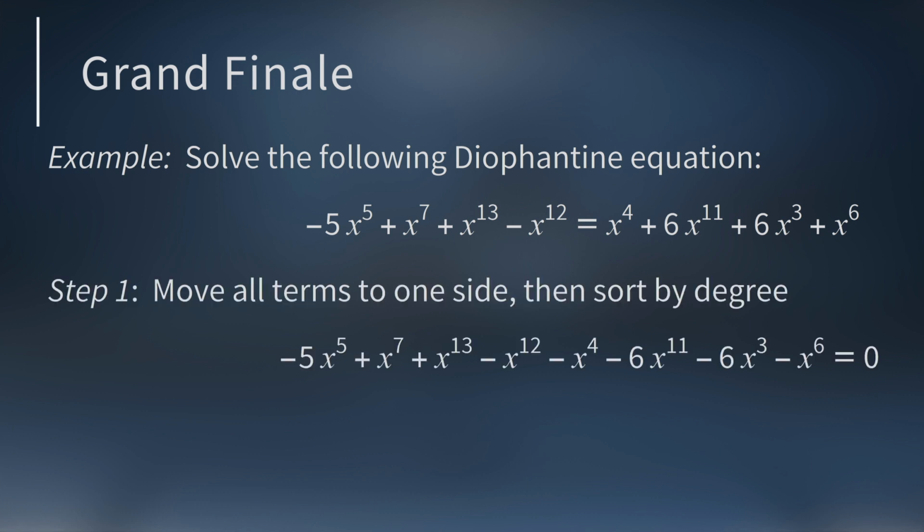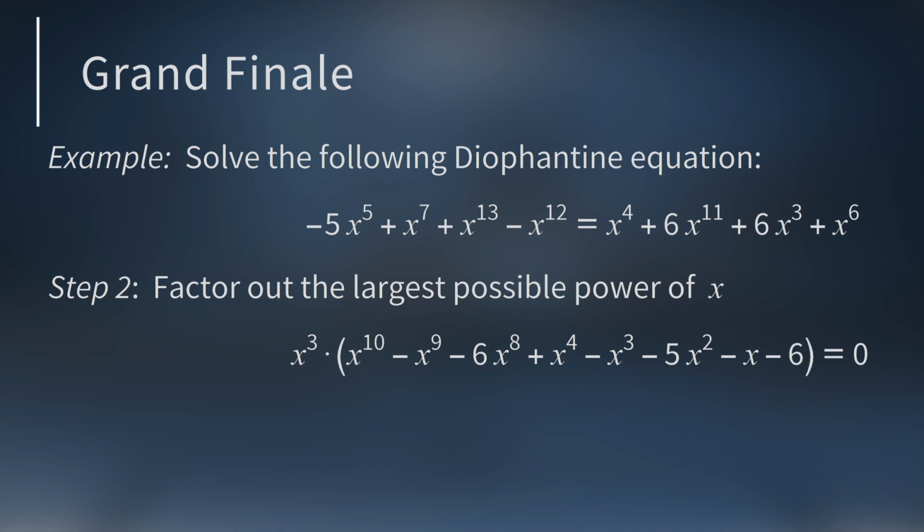As a final example, let's solve this Diophantine equation. First, move all the terms to one side. Then sort this polynomial by degree so it's in standard form. Next, factor out the largest power of x possible. In this example, that's x cubed. So x equals 0 is a solution to this Diophantine equation.